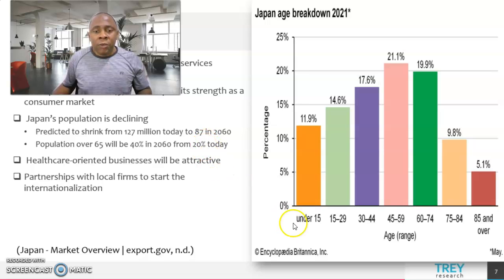If you look at the graph here, we see that the population over 65 years old will grow by 40% in 2060, from the current 20%, right? From 20% to 40% in 2060. And healthcare-oriented business will be attractive in the years to come. And also a partnership with local firms to start the internationalization is what is recommended.